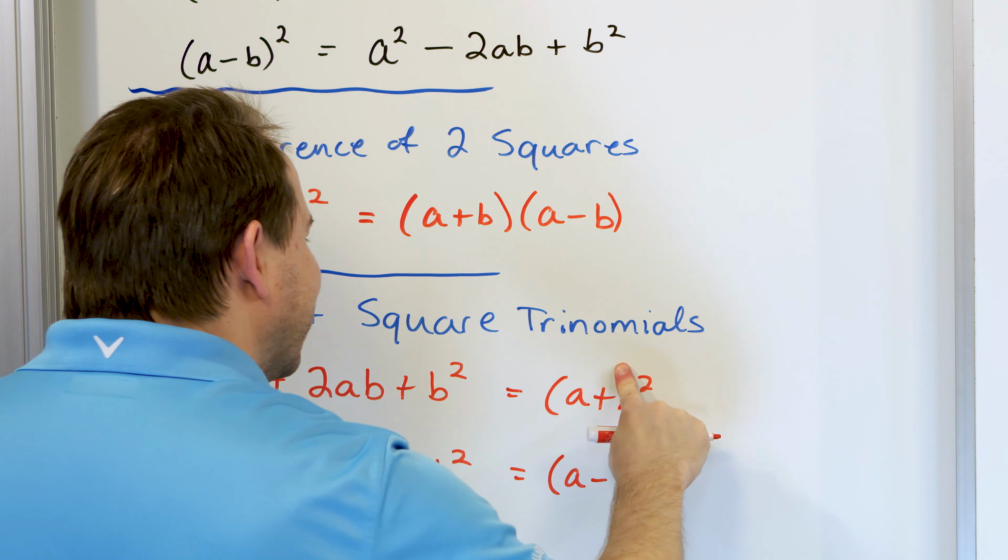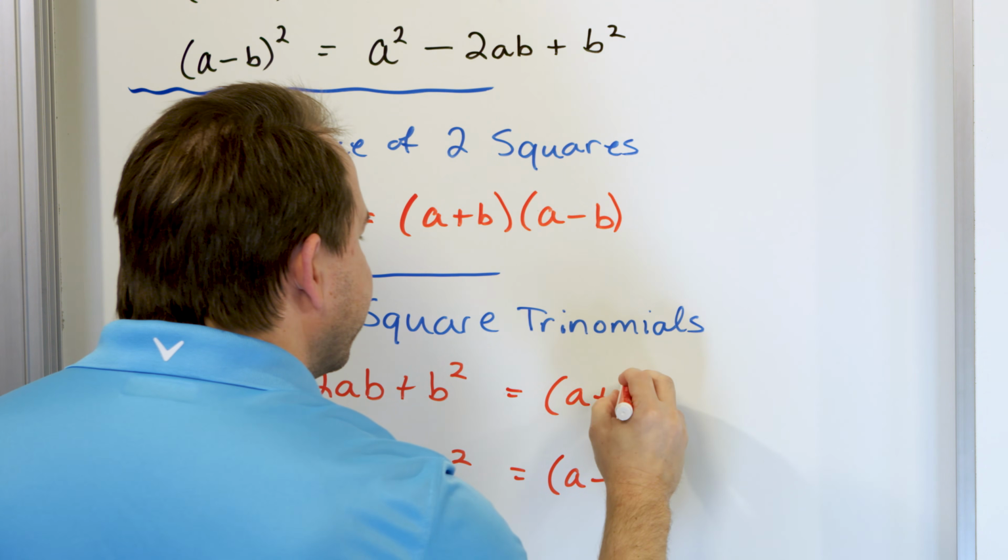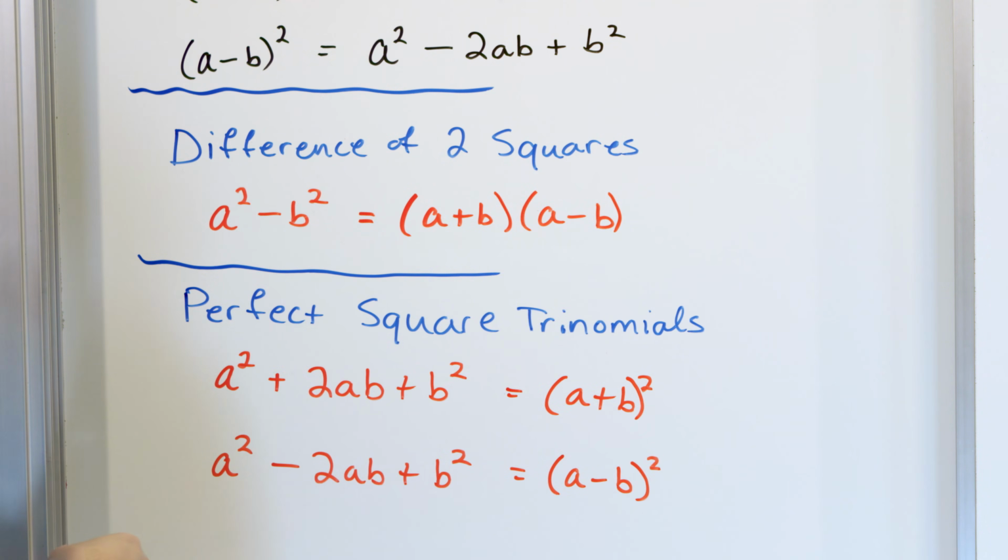squared. So I want to make this a little bit clearer right here, so let me draw my parentheses a little bit clearer. (a plus b) squared, (a minus b) squared.